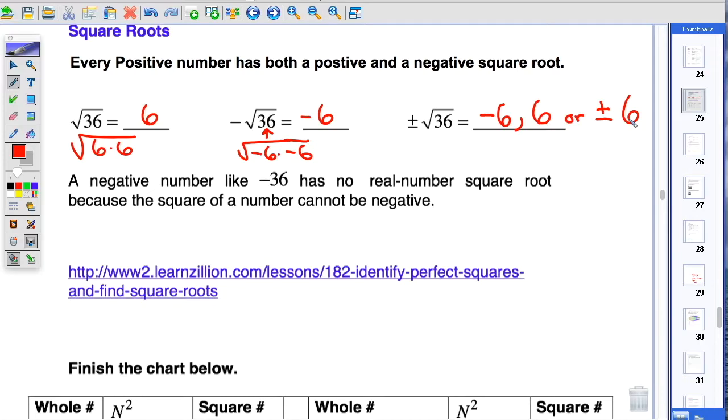A negative number like negative 36 has no real square root because the square of a number cannot be negative. So if you see a negative underneath your radical sign, it's impossible. You can't do it because what 2 numbers multiplied together give you a negative 36? It would have to be a negative 6 and a positive 6.